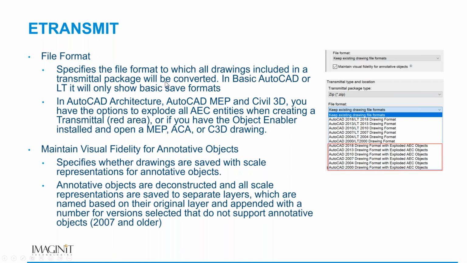The file format piece here specifies the file format to which all drawings included in the transmittal package will be converted. So if I'm using 2023 and I have a file that was XREF'd in that hasn't been touched since version 2000, when I create this eTransmit, it will open up that file and resave it as a 2000.